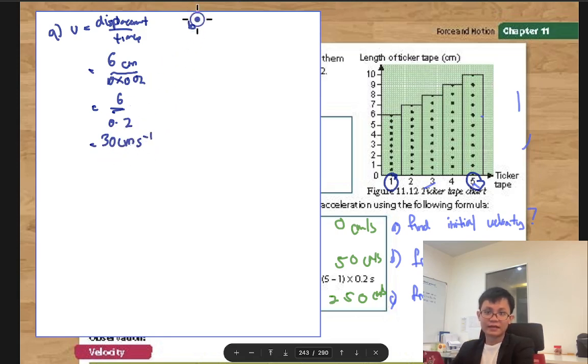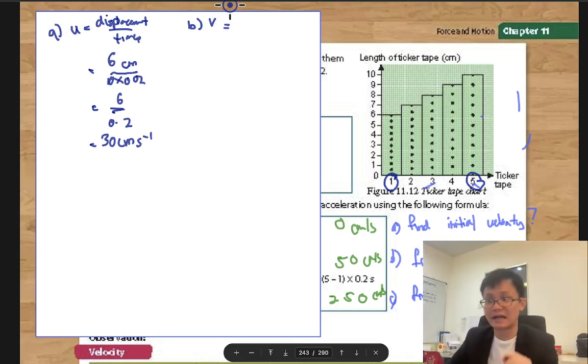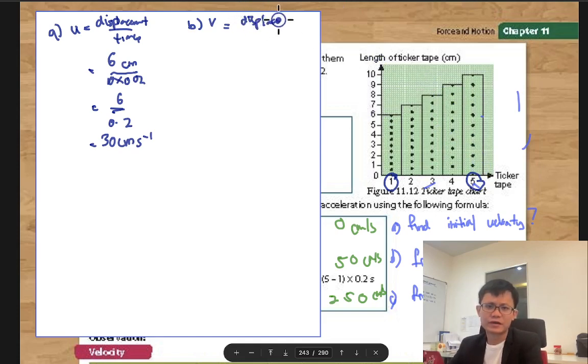And for the B, again the same thing. Sorry, this is the U, this is the V. Final velocity. Usually the final velocity is faster unless there is a negative acceleration. V equals to, again it's the same, displacement over time. Remember to write the formula, because in the exam they give marks for the formula. So even though you do wrong, you still get 1 mark. Write the formula.